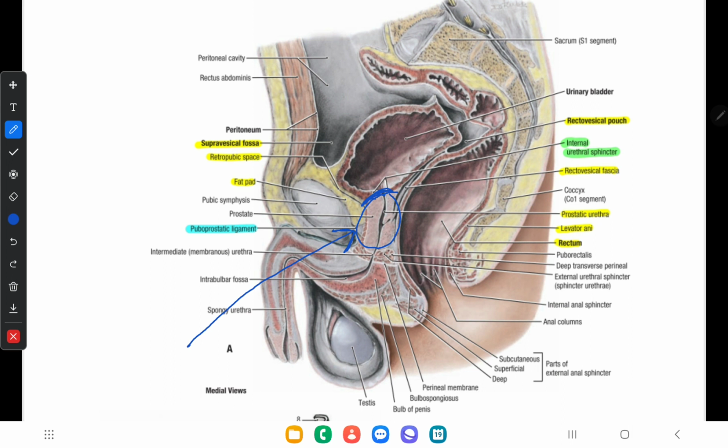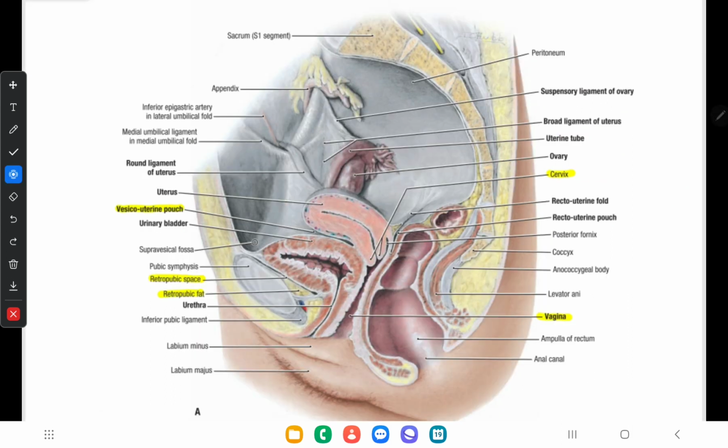And in females, we call this ligament the pubovesical ligament. This is the pubovesical ligament. In males, this ligament connects the pubic symphysis and the prostate gland. But in females, remember very carefully, this ligament connects the pubic symphysis with the bladder neck. So we call it the pubovesical ligament.